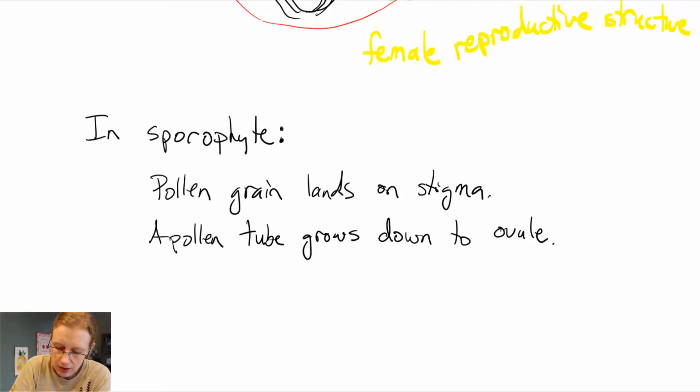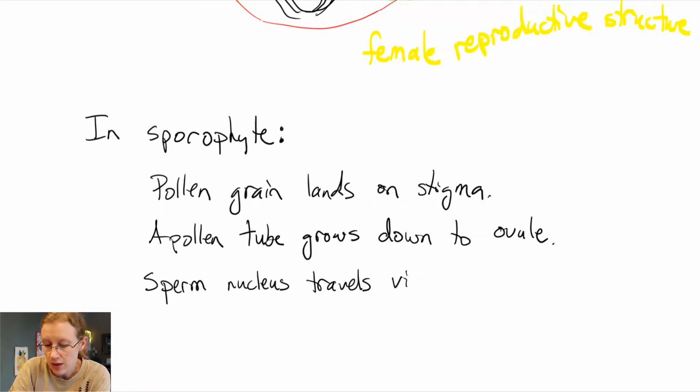Okay, next, fertilization has to take place. So the sperm cell has a nucleus, and that nucleus is going to travel down that pollen tube that just formed. So the nucleus gets sent down the tube. Sperm nucleus travels via that tube down to the egg and fertilizes it.